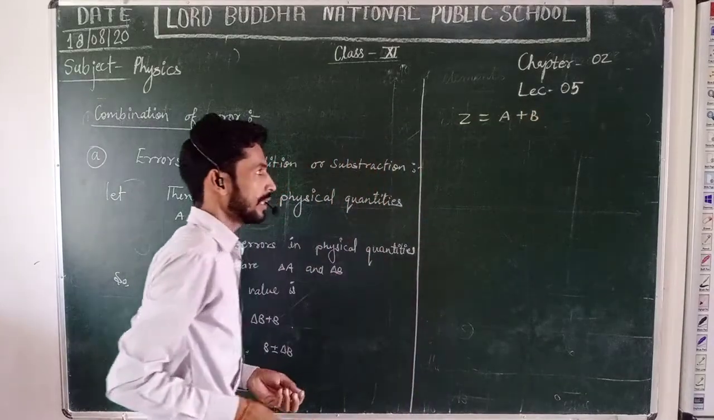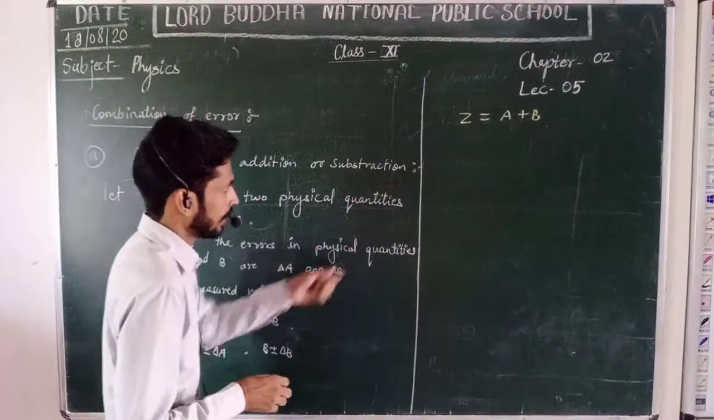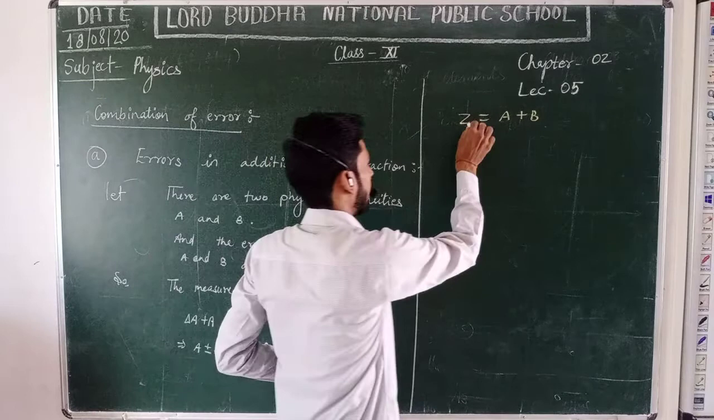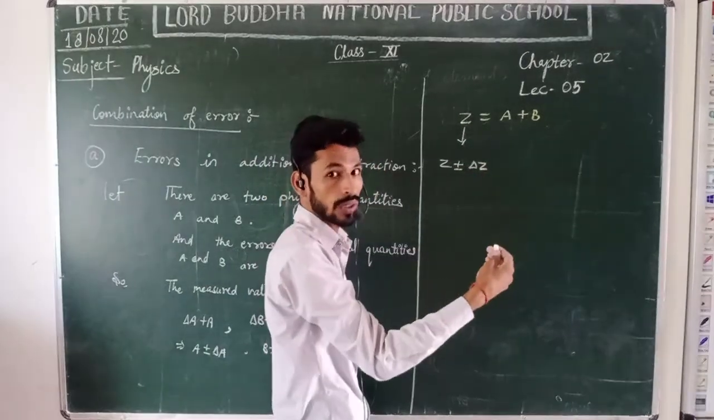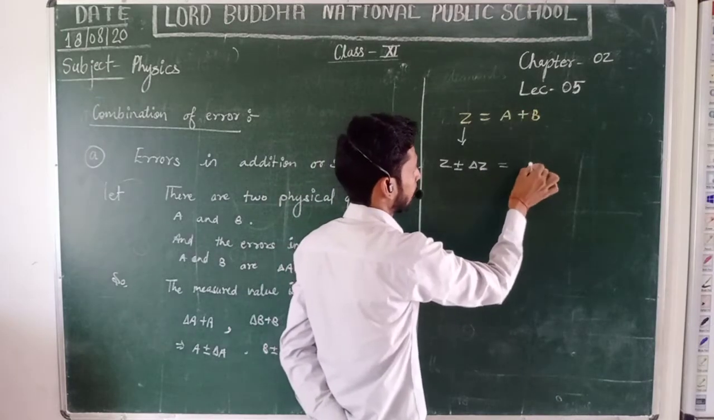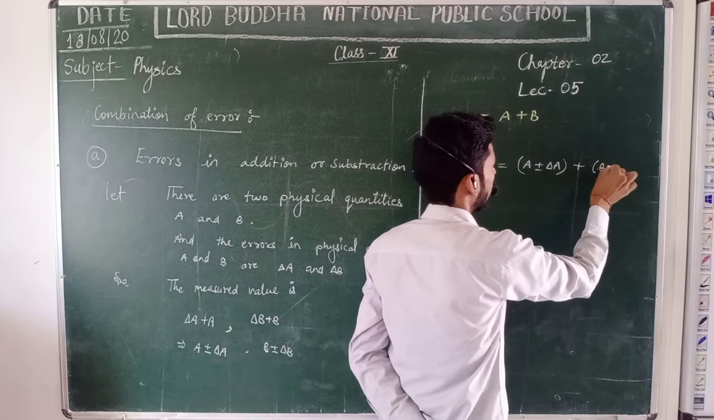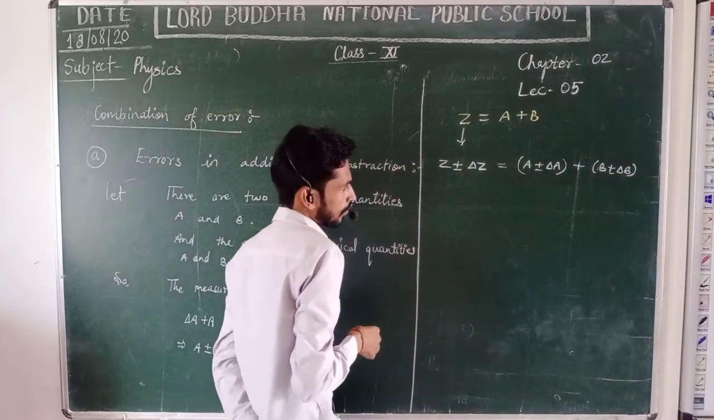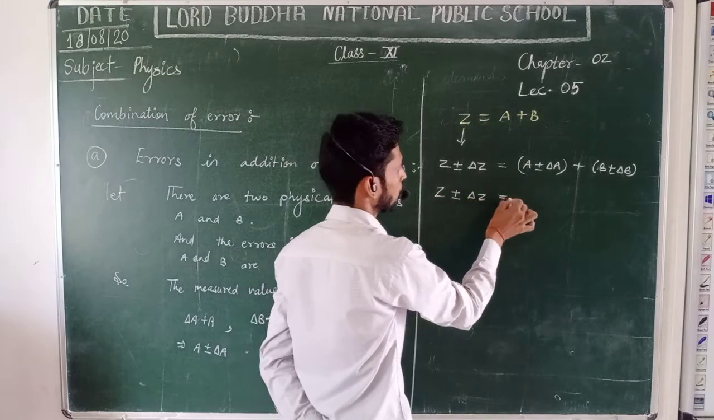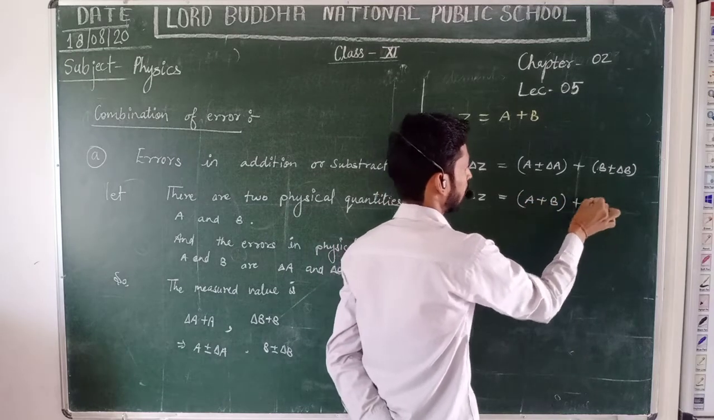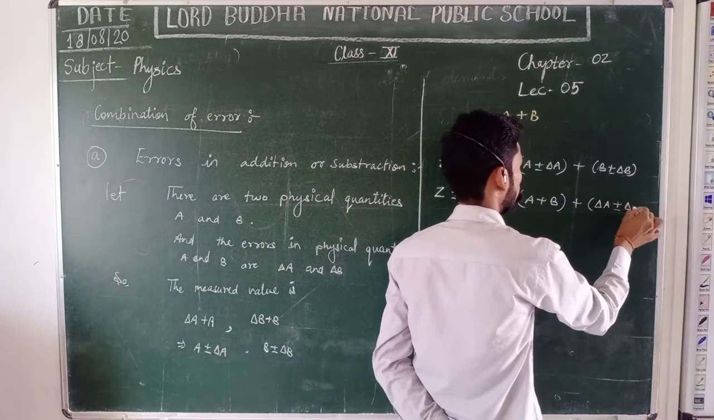Suppose there is a mathematical operation Z equals A plus B. Then, writing the error, Z plus minus delta Z. So A plus minus delta A and B plus minus delta B. Now if we add these values, Z plus minus delta Z equals A plus B in the first bracket, and in the second bracket plus minus delta A plus minus delta B.